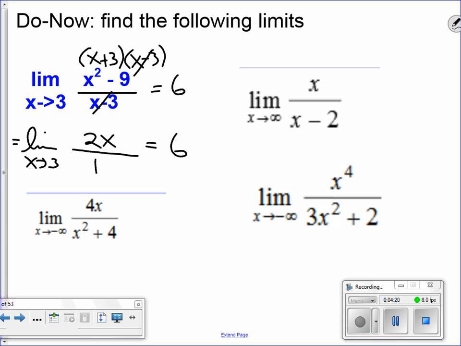Okay. But normally if x is approaching a constant, you try to plug it in. If you get 0 over 0, factor, cancel, substitute. Okay, try the one underneath it. The rest are with infinity or negative infinity, so we have to look at the degrees.